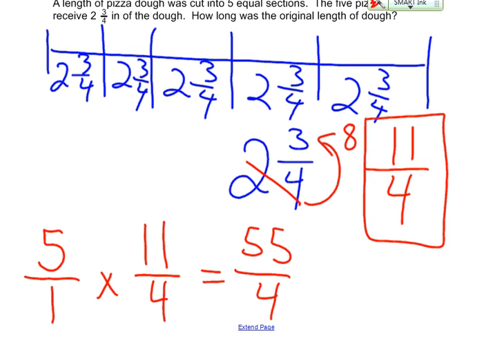Now we're going to change it back into a mixed number. All right? 4 goes into 5 one time. All right? 4 goes into 15 3 times. And that's going to leave us with a 3/4. If you didn't see that work that I just did in my head, make sure you write that down on your paper. Solve for that. So in the end, our total length was 13 3/4 of an inch.